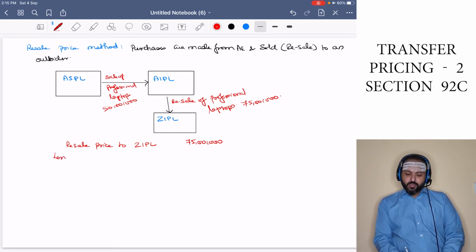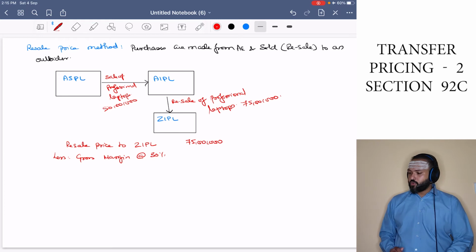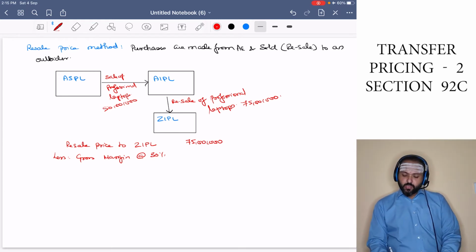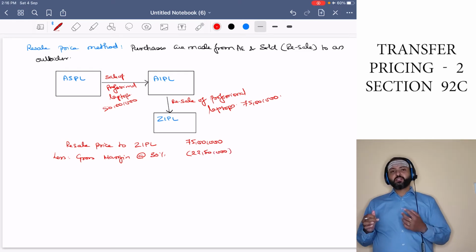Therefore, less gross margin at 30%. So how much is the gross margin? 22 lakhs 50,000. Okay, so this is the gross margin.